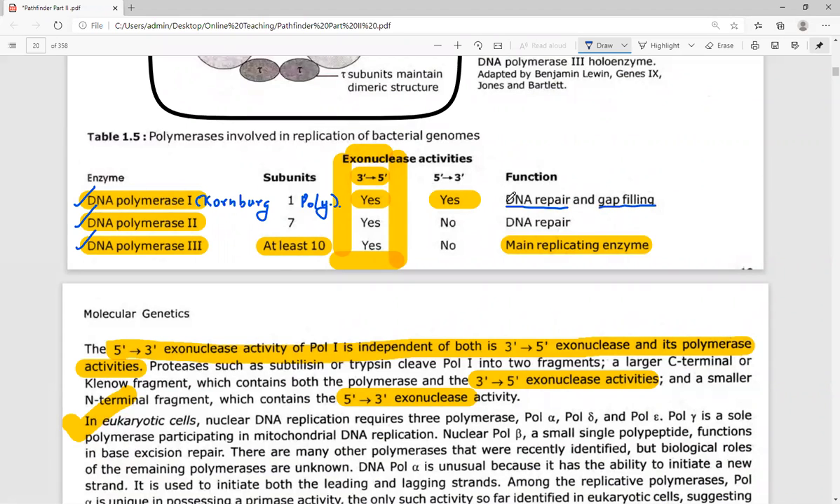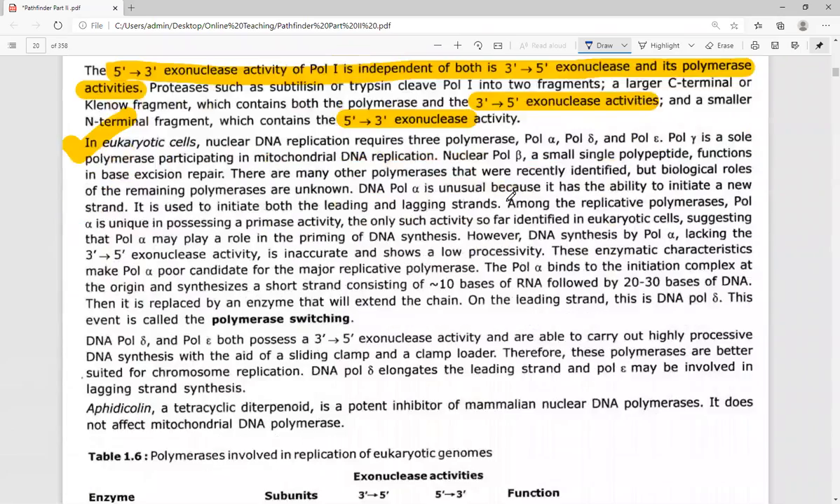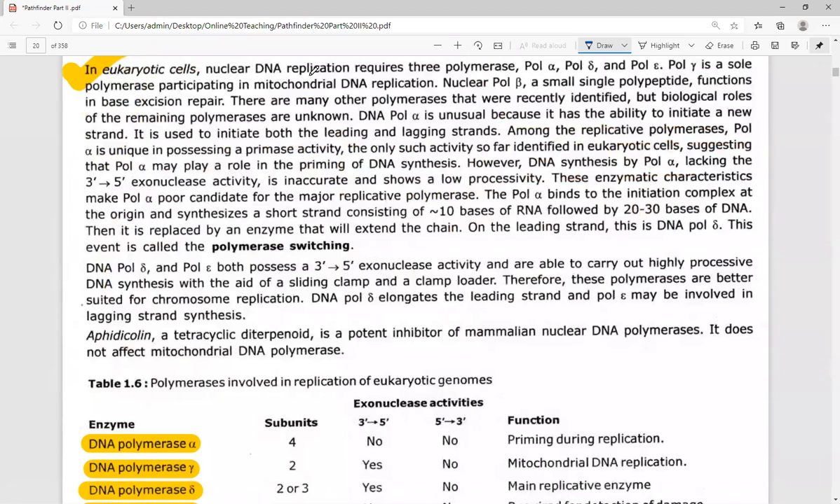Okay, next point. In eukaryotic cells, nuclear DNA replication requires three different DNA polymerases: DNA polymerase alpha, delta, and epsilon. One is called alpha, another is called delta, and the third is referred to as epsilon. These are the three DNA polymerases present in eukaryotes.